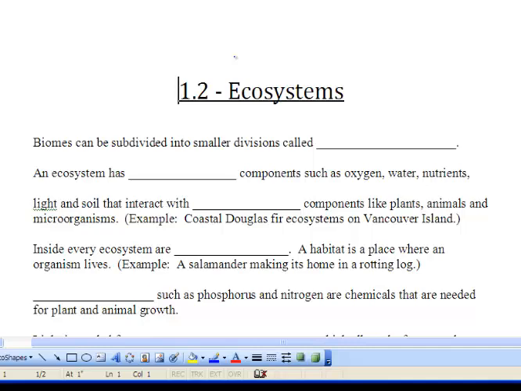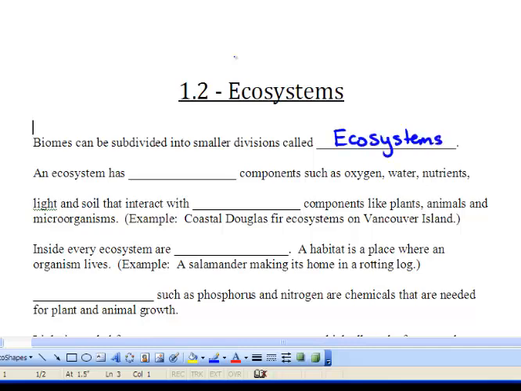Well, we're going to be talking a little bit about ecosystems today. Now, we've been looking at biomes so far, and biomes are fairly big. There's about 8 of them, depending on how you look at it, and we're going to look at something a little bit smaller today. So, biomes can be subdivided into smaller divisions called ecosystems.